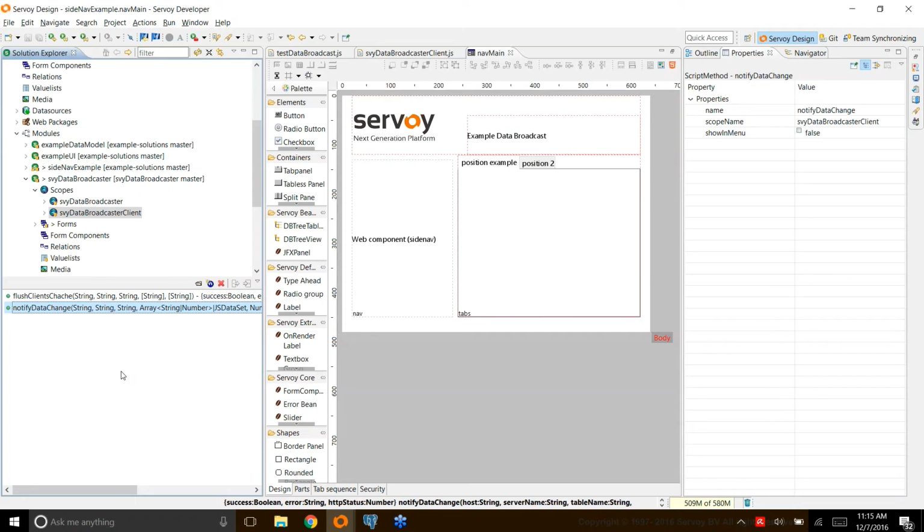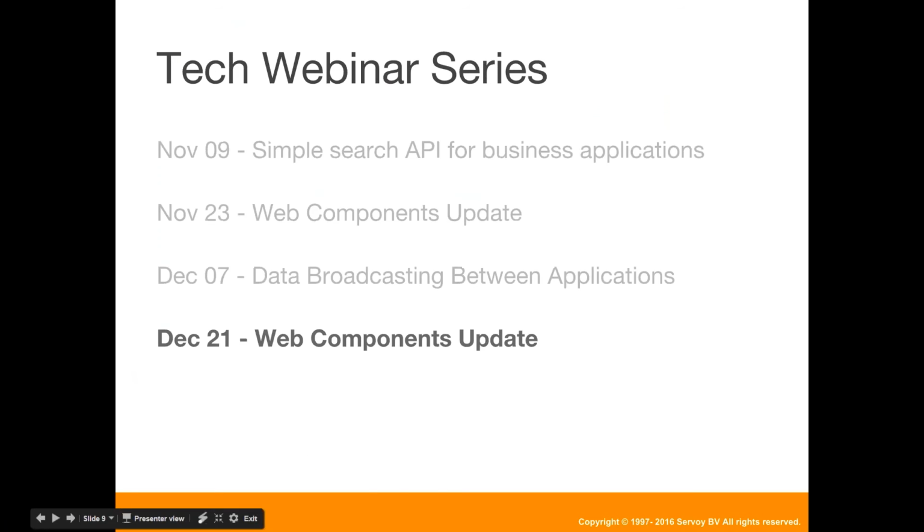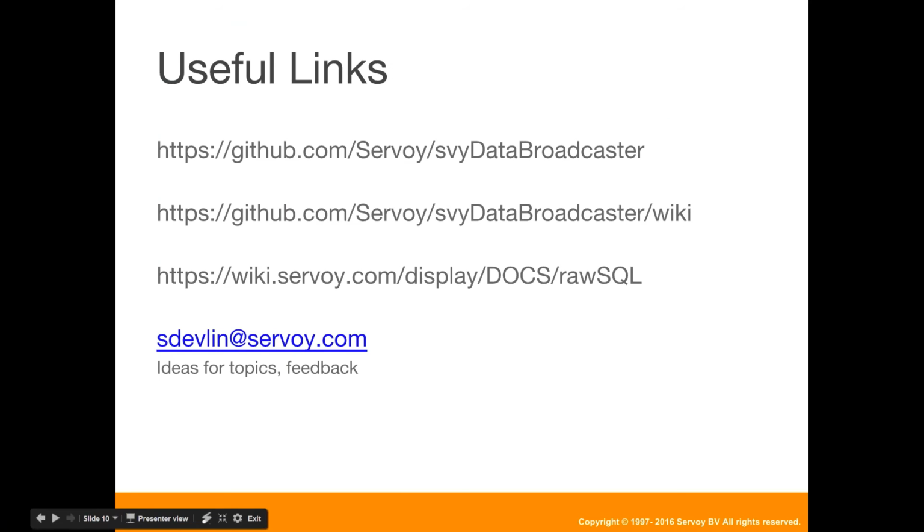So that's really all there is to this demo. It's a little bit abstract, but if you want to take a look at that module, everything's released on GitHub. It's called svyDataBroadcaster. There's complete wiki documentation. Also, if you're kind of new to this whole subject, I recommend that you go to the Servoy wiki page and look at the wiki documentation for the raw SQL plugin, which has those two methods for refreshing the cache.